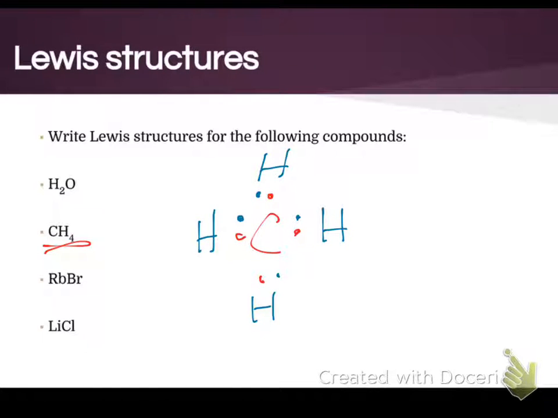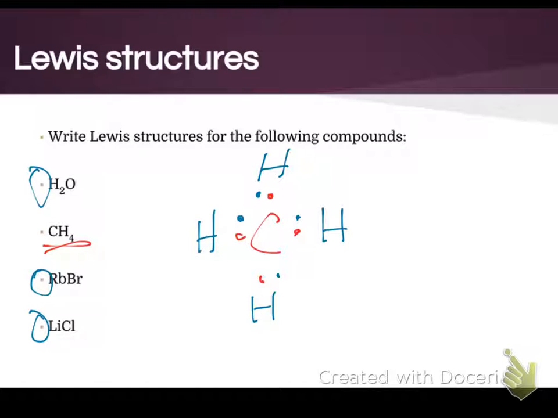Okay, so each hydrogen had one electron to contribute because they're in group 1. Carbon was in group 14, so it has one electron on each side, so 4 total. And you get single bonds between each carbon and hydrogen. So this is the proper Lewis structure for methane. I want you to do the same thing for water, rubidium and bromine, and lithium and chlorine.